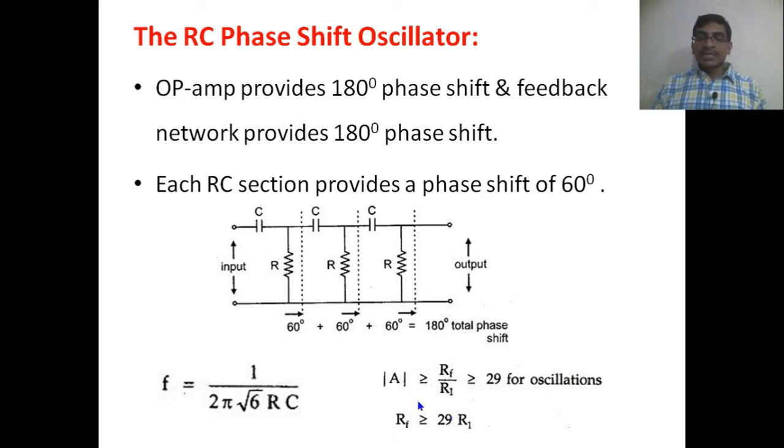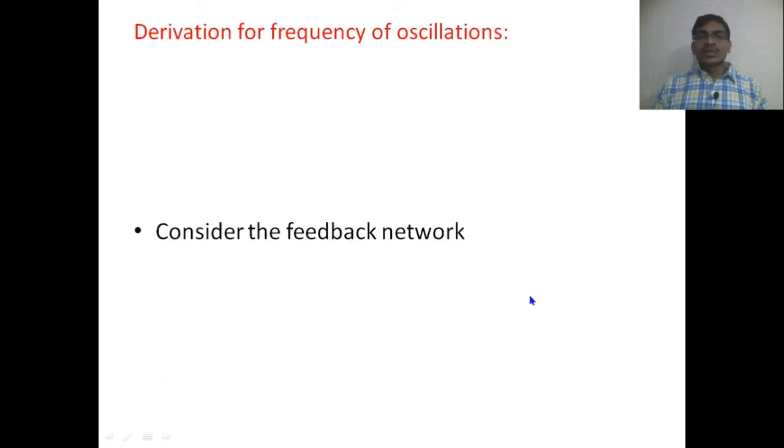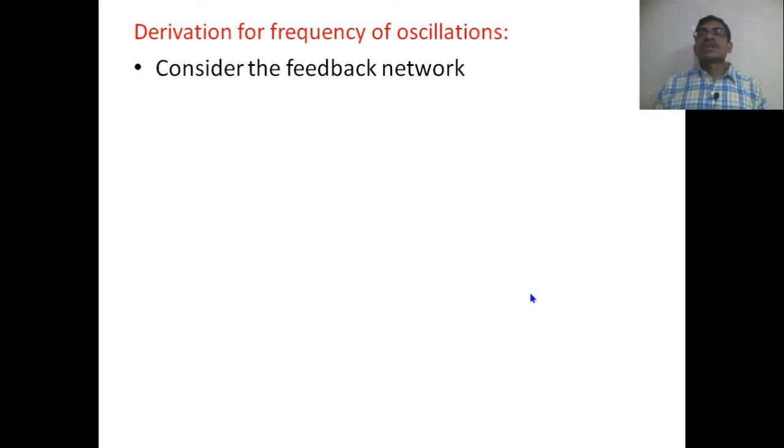So from this equation we can write RF is greater than or equal to 29 into R1. So RF equal to 29 R1 is the minimum condition to start the oscillations. So while designing the RC phase shift oscillator, we have to consider RF greater than or equal to 29 R1. And now we are going to see the derivation for the frequency of oscillations of an RC phase shift oscillator.